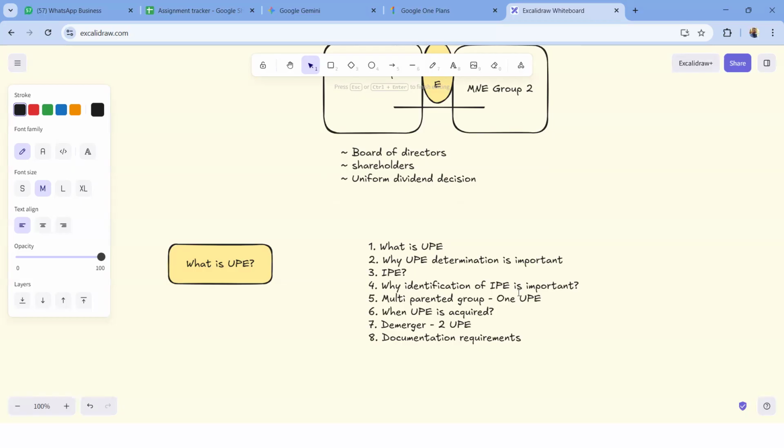The documentation requirements are: number one, you have to identify the UPE and prepare a memo for that. Then you have to identify IPEs. You have to have a visual representation of the group, and it is also very important that you include whether the UPE you identified is in a jurisdiction which has a qualified IIR. Is it clear what we learned today? What is UPE, and why is UPE important? It is very important.